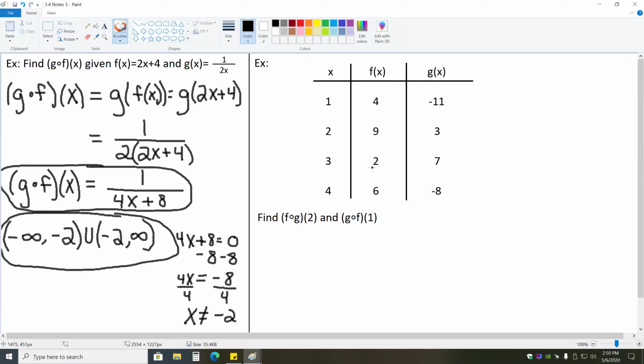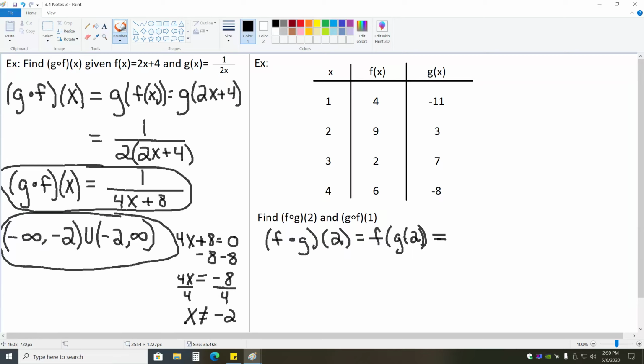From here, we have one last type of problem for this section, and that's how to read tables when you're finding compositions. So for this example, we have the following table, and we want to find f of g of 2 and g of f of 1. So starting with f of g of 2, that means we are finding f of g of 2 being plugged into our function g.